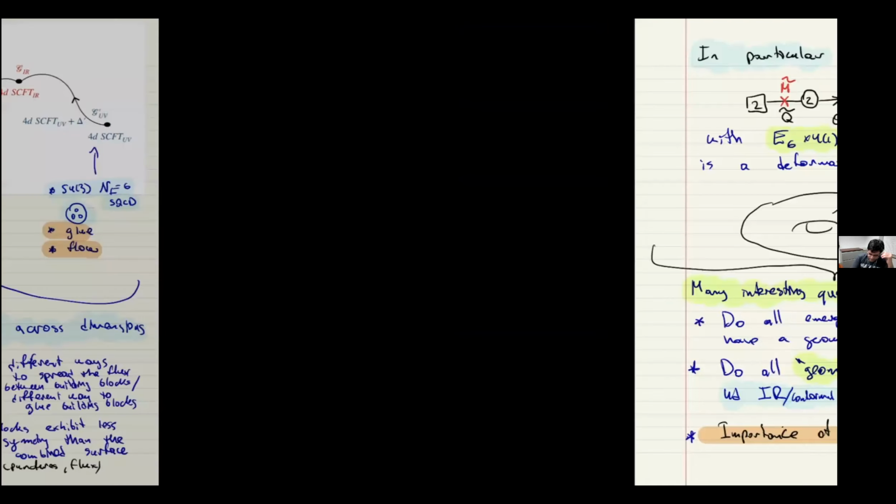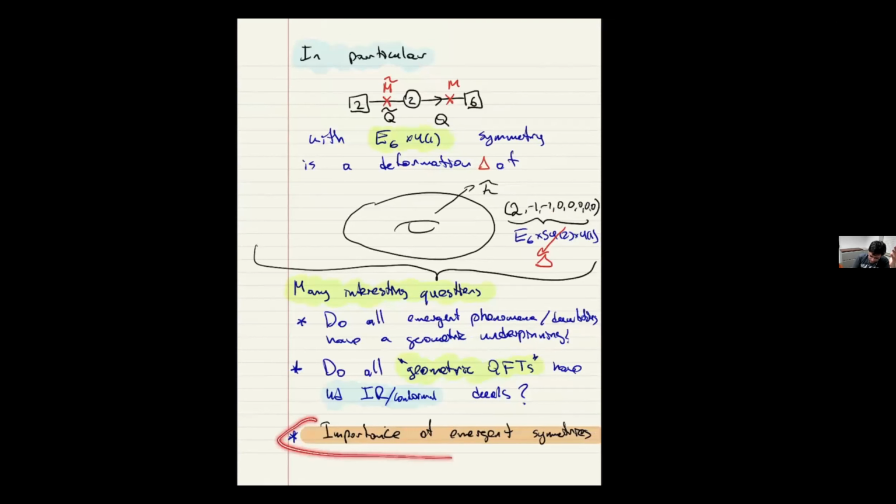Another thing I want to mention is that in many places in this discussion, emergent symmetries appeared, and they play an extremely important role in various types of constructions. And I think there is a lot to be done to understand what you can do with these emergent symmetries, what you can build with them, and how to think about them. So with this, I want to finish. Thank you.